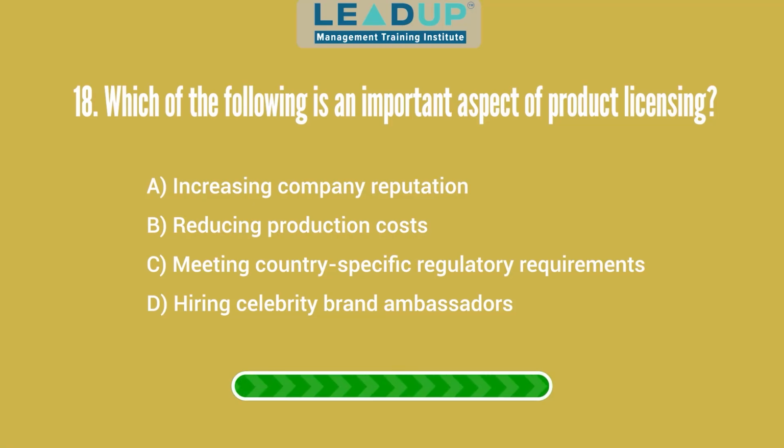Question 18. Which of the following is an important aspect of product licensing? A. Increasing company reputation. B. Reducing production costs. C. Meeting country-specific regulatory requirements. And D. Hiring celebrity brand ambassadors. The answer is meeting country-specific regulatory requirements.